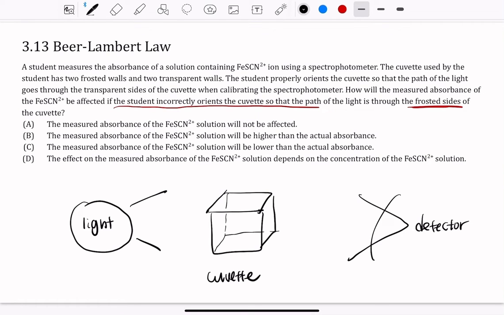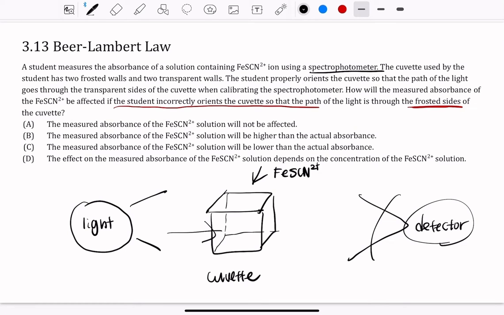So before jumping into this problem, let me explain what the spectrophotometer is. The light is going to travel to the cuvette, and the detector is going to determine how much absorbance there is, like how much the solution absorbed the light, basically. So how much the solution in the cuvette absorbed the light. The solution in the cuvette is going to be FeSCN in this case.